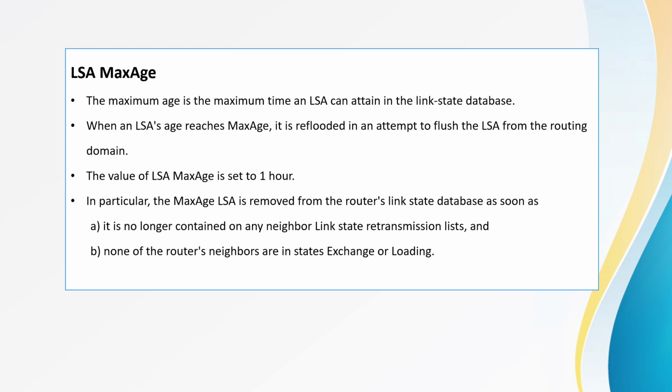So this means, from the router's perspective, there are two kinds of LSA. One is a self-originated LSA. The other is an LSA received from an adjacent neighbor. So if a received LSA was not updated and it reached the maximum age, it will be removed from the link state database.